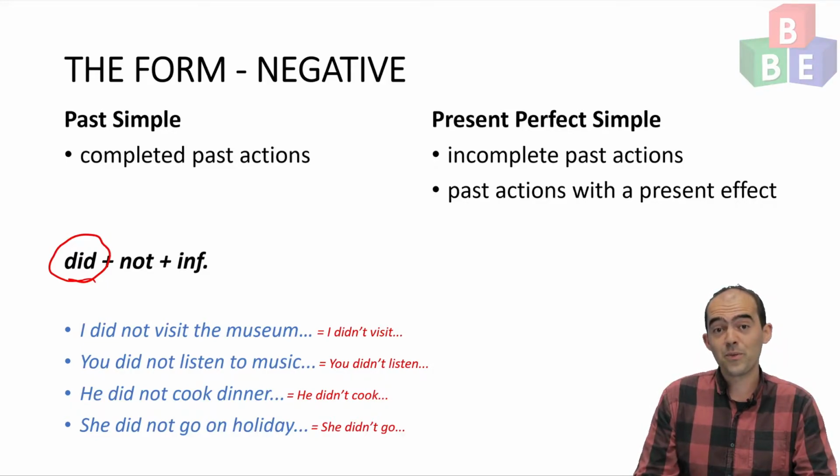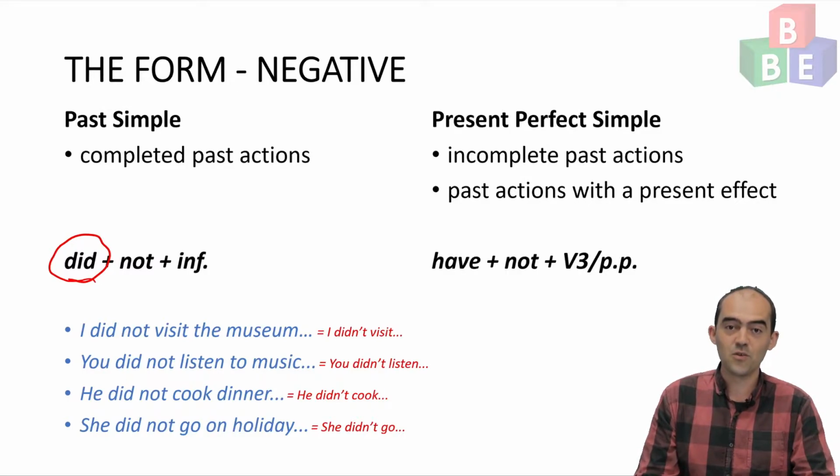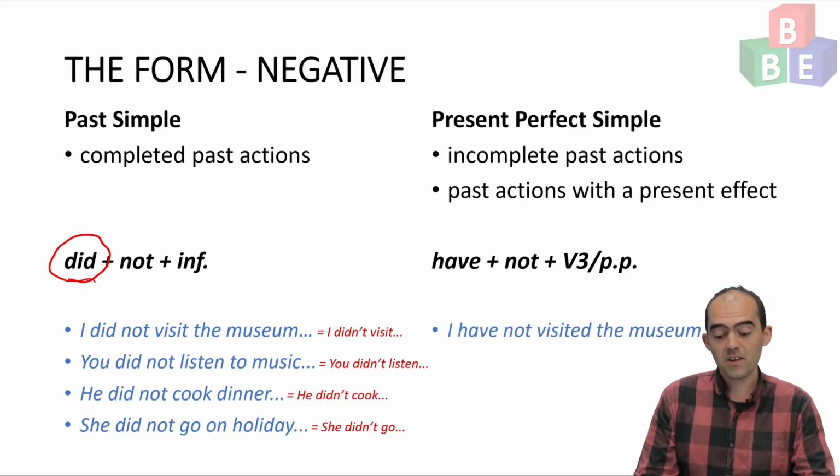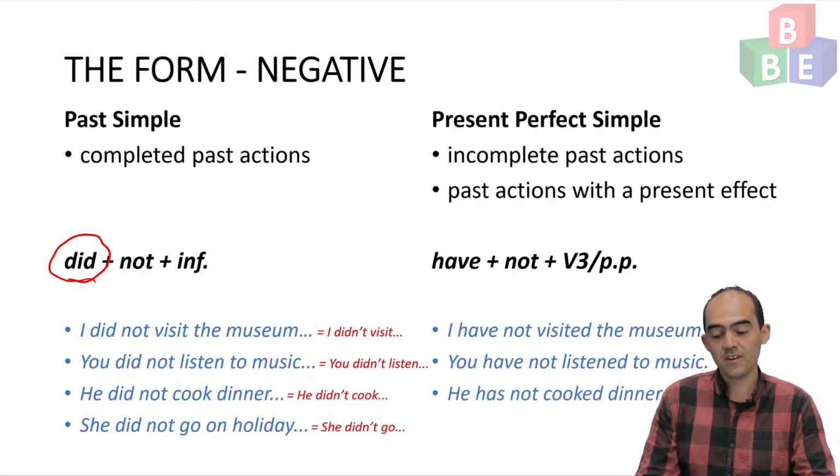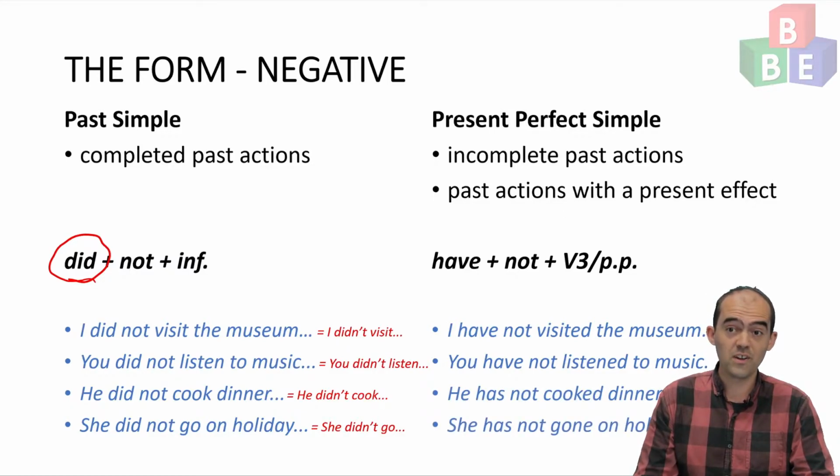The negative form of the present perfect simple follows the structure have plus not plus the verb 3 or PP. I have not visited the museum. You have not listened to music. He has not cooked dinner. She has not gone on holiday.